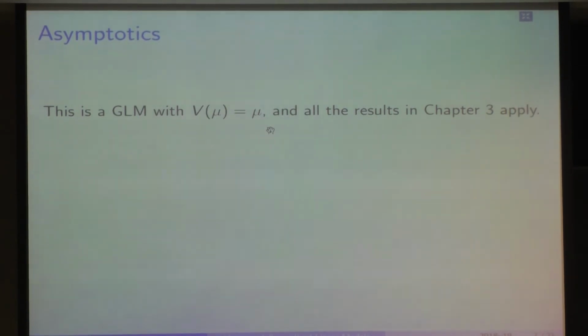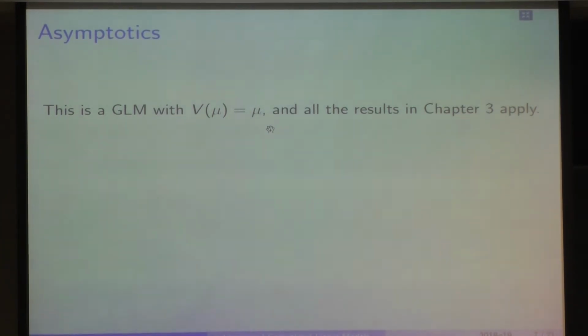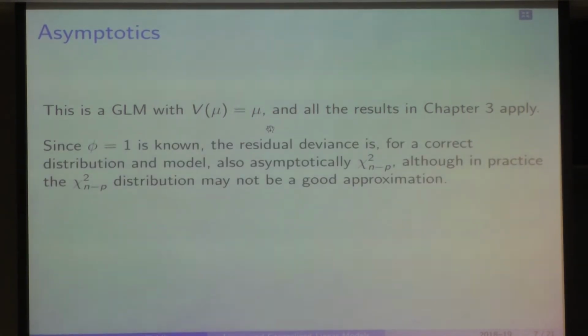So it's actually really one of the simplest types of generalized linear model, because those are both known to be 1. Okay, so we can do almost everything as we've seen in chapter 3. Phi is 1, so the residual deviance is asymptotically something which has a chi-squared distribution with n minus p degrees of freedom.